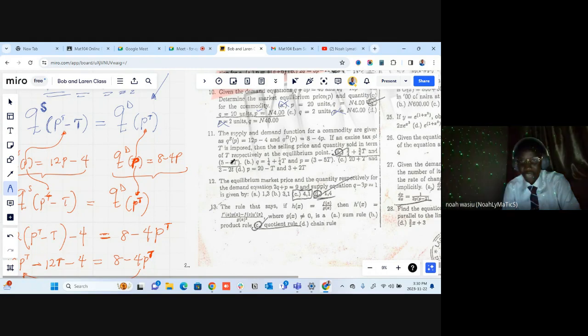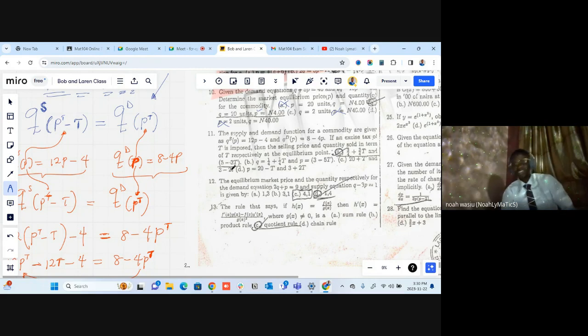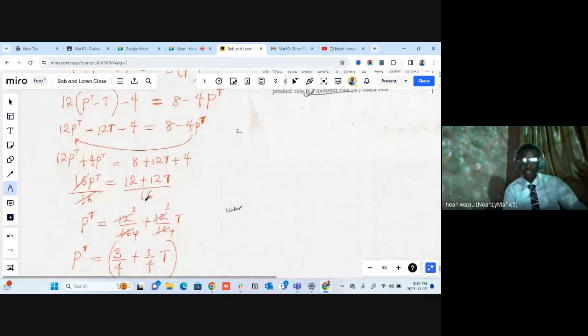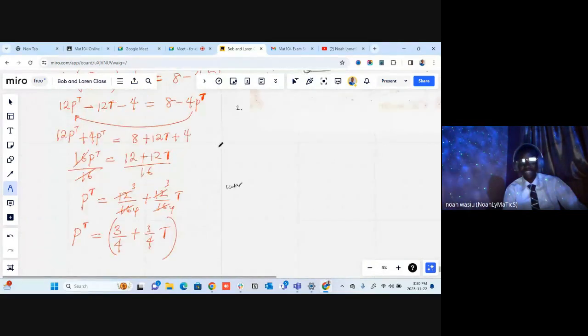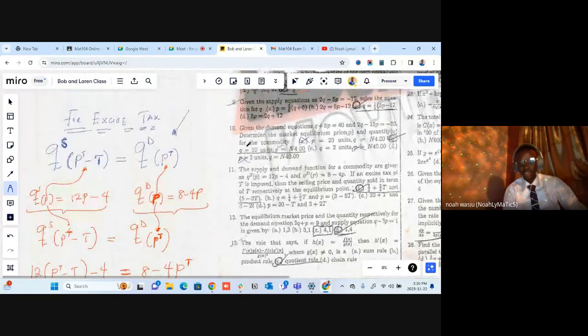Do you know you can actually get 5 minus 3t? You don't need to stress yourself for that. There's another definition for that one too. I don't want to stress you guys. If you can get the one for the excise tax for price, which is this, there's no need for you to stress yourself for the other one. So just go ahead and pick option A as correct for that. I hope that is clear. I don't think I have any other option that has 3 over 4 plus 3 over 4t.